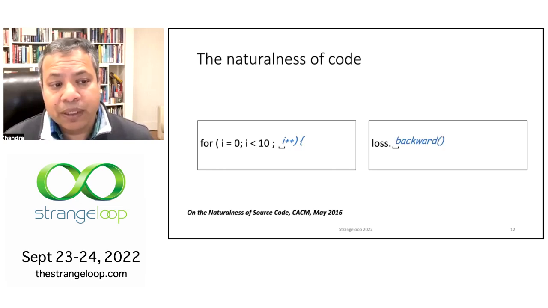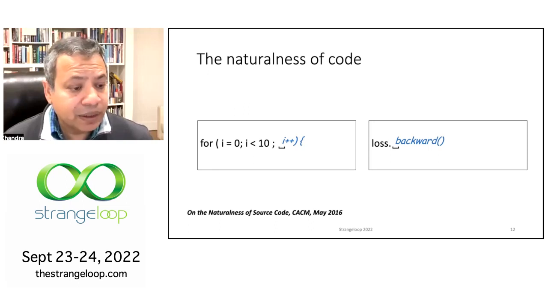So this property that code is predictable based on what tokens we have seen just now, that property is called naturalness of code. It's analogous to what we experience in natural languages. That's why it's called naturalness. And this paper mentioned here talks a lot more about it.